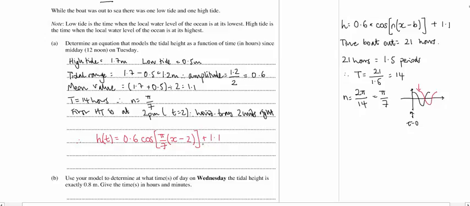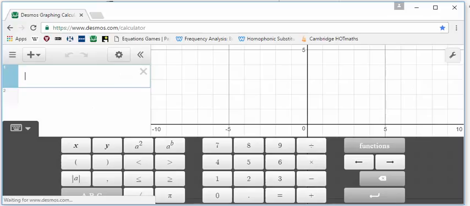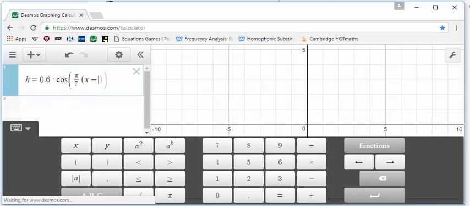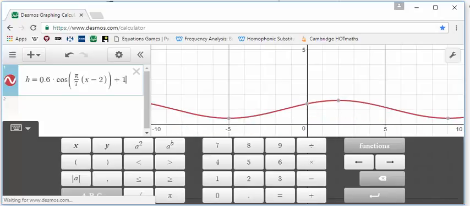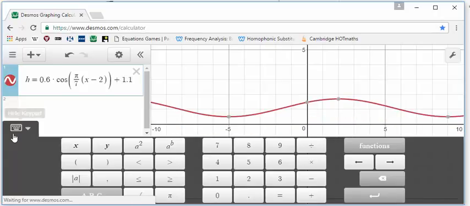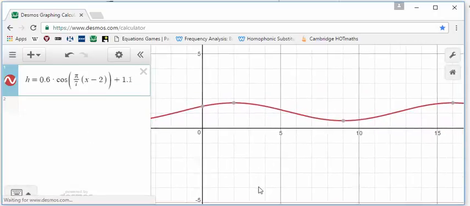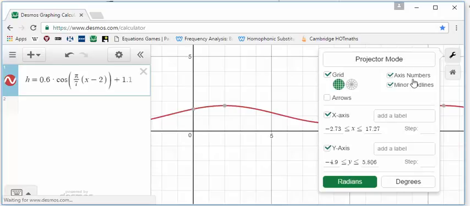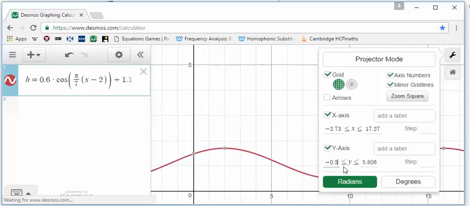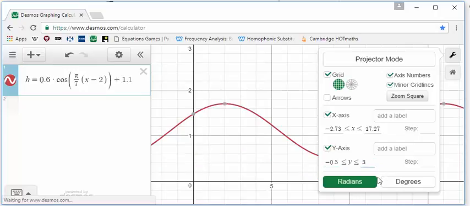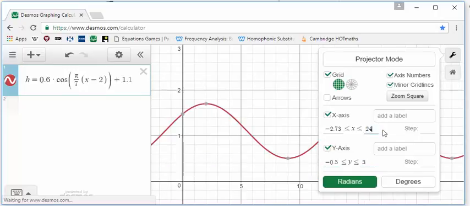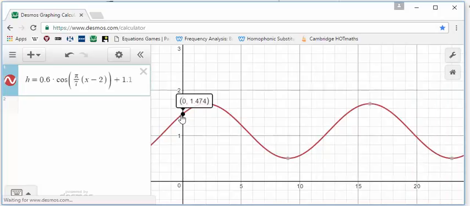Okay, now I'm afraid my TASC calculator software doesn't seem to be wanting to work at the moment, so I can just show you on Desmos to see that we've got the correct answer. So height is equal to 0.6 times cosine of pi on 7 x take 2 plus 1.1. Okay, so hopefully that will show what we are looking for. Might change the axes a little bit so we can see what we're doing. There we go. So if that's noon, the high tide is 2 hours afterwards with a height of 1.7, which is correct.